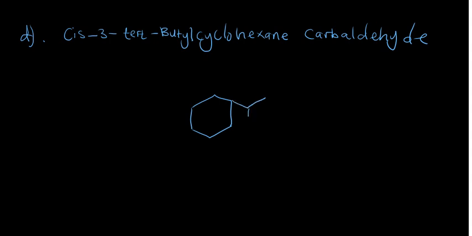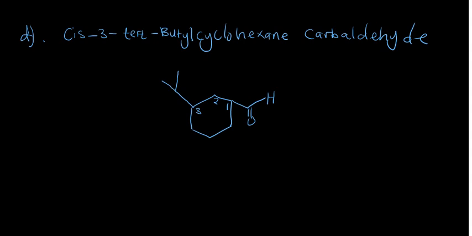Then we have a tert-butyl. Where is the tert-butyl? It's on carbon number 3. So we start numbering from the point where you attach the carboaldehyde, which is 1, 2, 3. So on 3 you have a tert-butyl. A tert-butyl is a structure which looks like this. So hence you have drawn your cis.